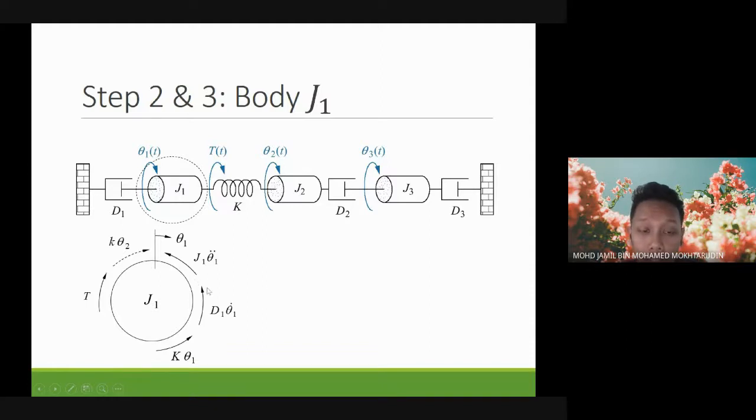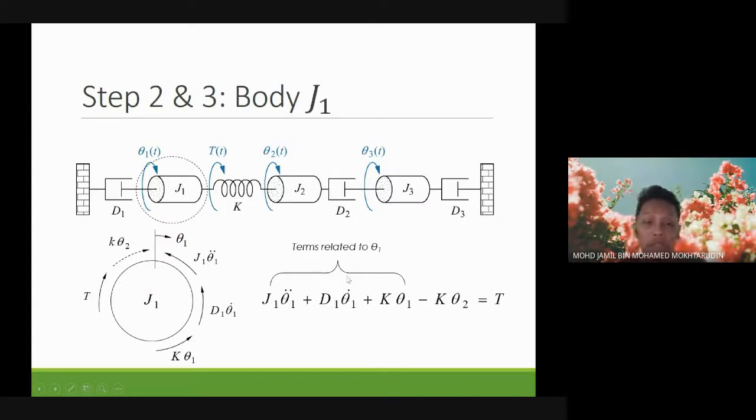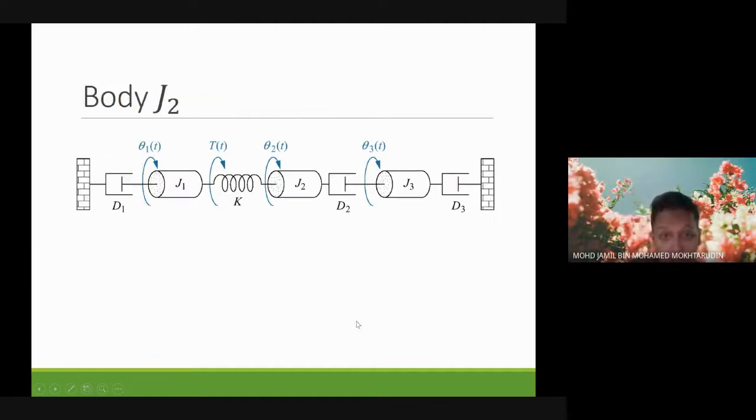And then we get this free body diagram. Then we can write the equation of motion. Okay, so we can write the equation of motion, and later on maybe you can convert this into frequency. Okay, let's look at body J2.